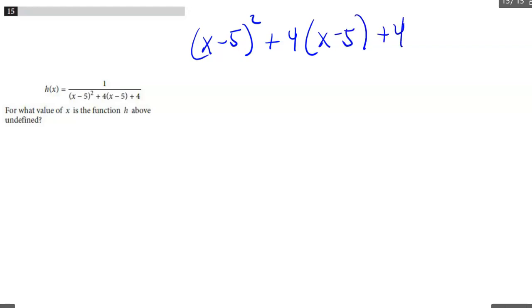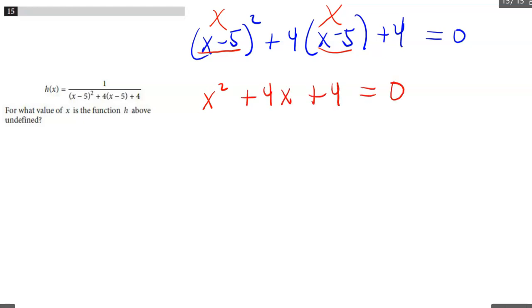If you notice right in this very first problem, you had x minus 5 squared, and then you saw a repeat of that x minus 5. So if you want to solve this a little bit faster, instead of using the x minus 5, let's just call that x. We can go back and fix it later, but we'll call it x for right now. So I have x squared plus 4x plus 4 equals 0. And this comes out to be x plus 2 when you factor it.